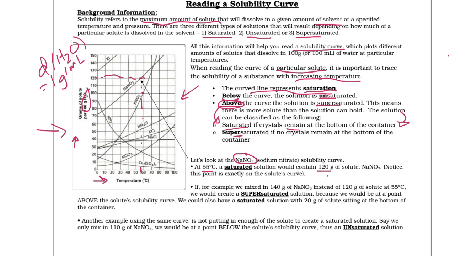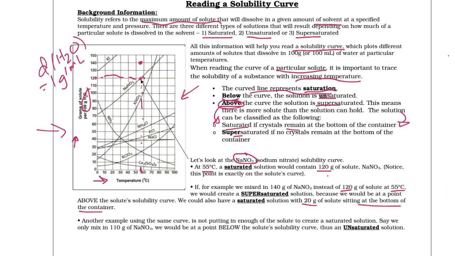If, for example, we mixed in 140 grams of sodium nitrate instead of 120 at 55, so if we just keep on going here, up to 140, which is right here at 55 degrees C. I'm a little bit off of 55, but that's okay. What that's telling me is because I'm above the line, this is now going to be too much. It's 20 grams of extra solute that would be sitting at the bottom of the container, or perhaps we heat that up so that we dissolve that excess solute. So you can either create a supersaturated solution, or you'll see a saturated solution with excess solute sitting there.